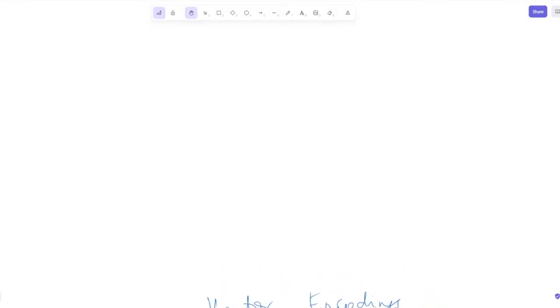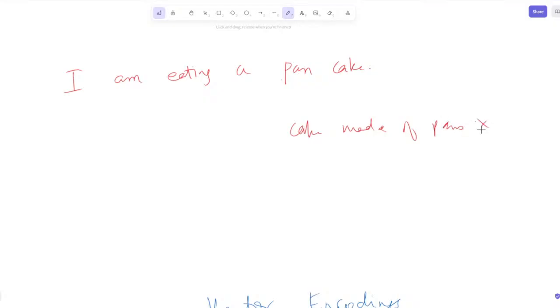The reason for that is because when you have, let's take a new example. Let's say I am eating a pancake. Looking at this, most humans will look at this and say, I have added a space here, but most humans will still say that I'm eating a pancake. It's not that I'm eating a cake made of pans. This would be incorrect. I would be looking at one thing, right?